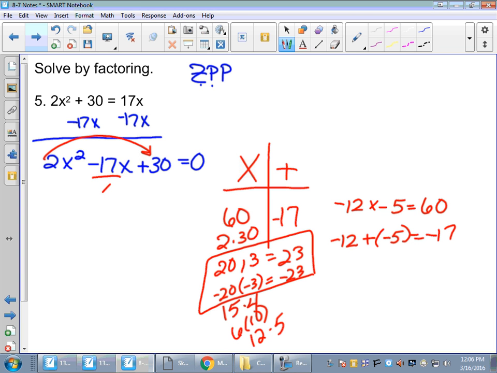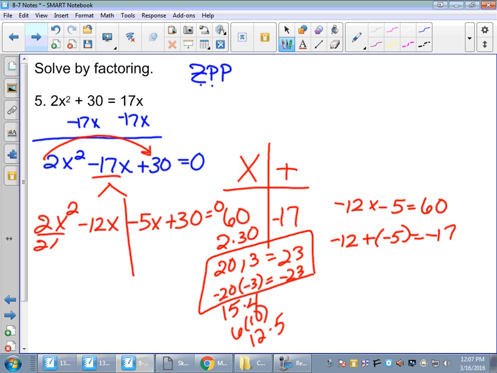So I'm going to split this up into negative 12 and negative 5. I'm going to keep the 2x squared. I'm going to put the negative 12x with the 2 and put the negative 5x with the 30. So first, outer, inner, last. I still have it equal 0. We're trying to get a product. Break it down the middle.